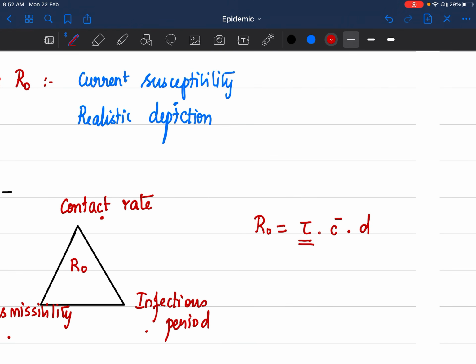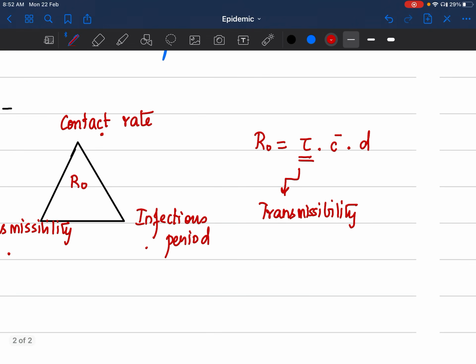this symbol that I am putting down is the transmissibility. Transmissibility is the probability of infection given a contact between this infectious person and a susceptible individual. Then this is the average rate of contact between susceptible and infected individuals. So this is contact rate. Then what is left out? D is the duration of infectious period.